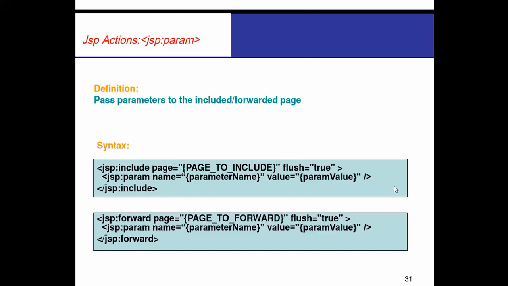So when I include header.jsp here, with flush equal to true, I will pass a parameter name and parameter value. Let us say the parameter name is page number, and the value is whatever I want, that is 1, 2, 3. I will be passing these parameters in every page. That is how it works. You can also use param to pass parameter values to the forward page, that is the JSP forward action.